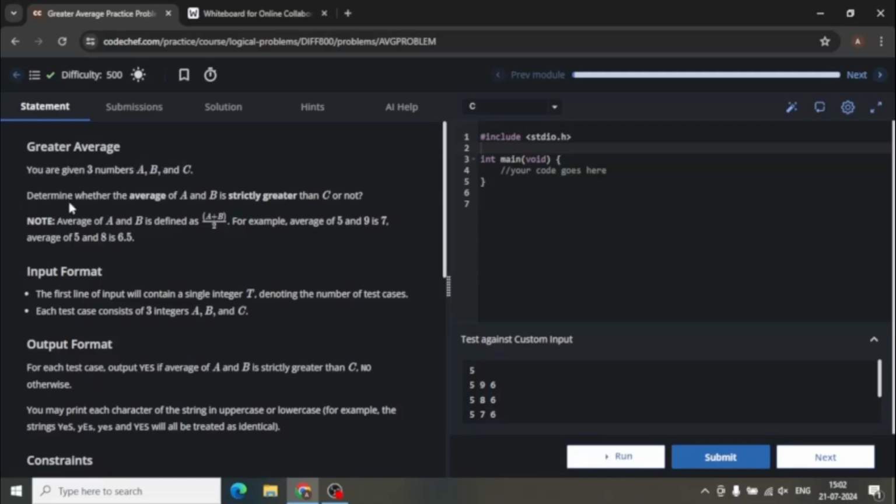Greater average. You are given 3 numbers, A, B and C. Determine whether the average of A and B is strictly greater than C or not. Note, average of A and B is defined as A plus B divided by 2. For example, average of 5 and 9 is 7, average of 5 and 8 is 6.5.